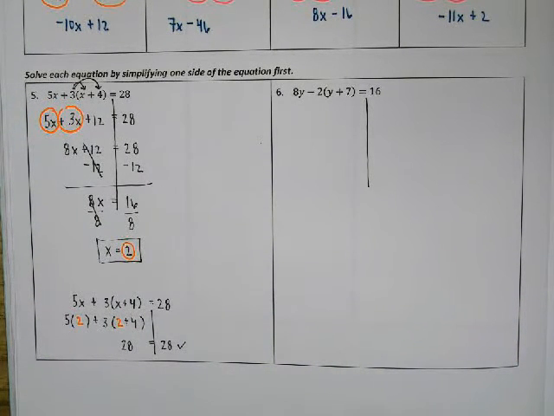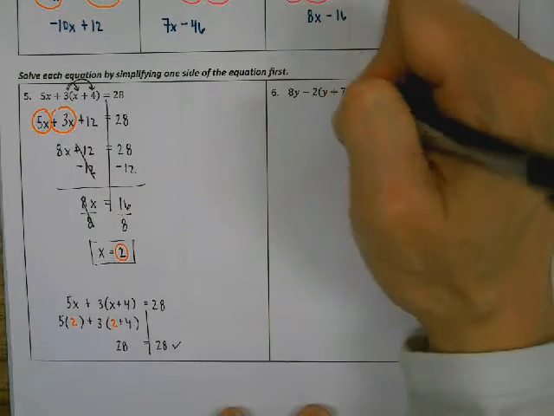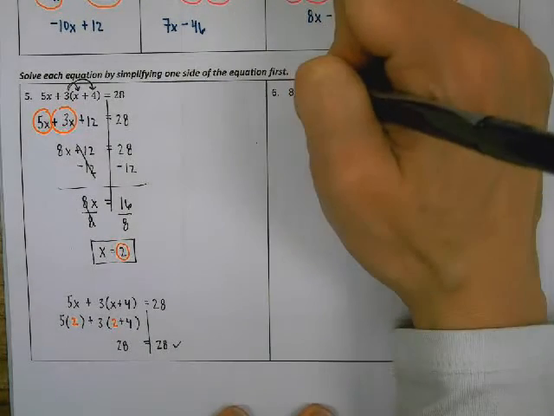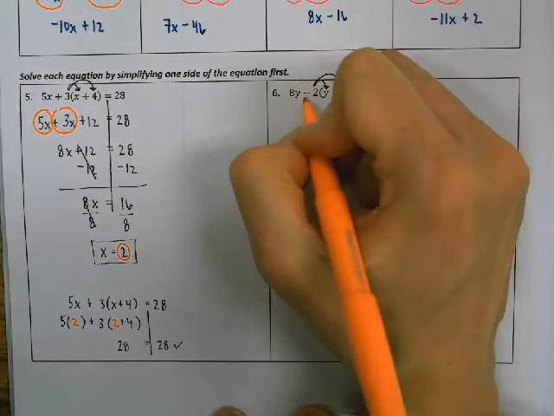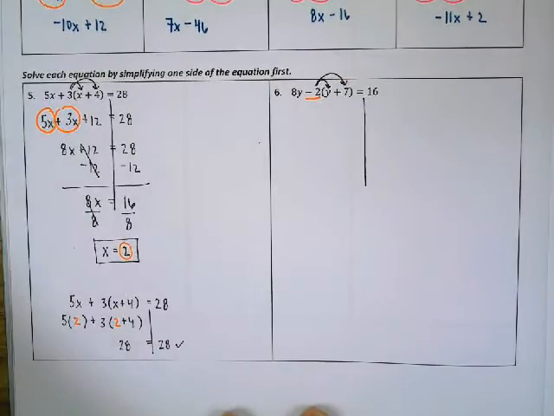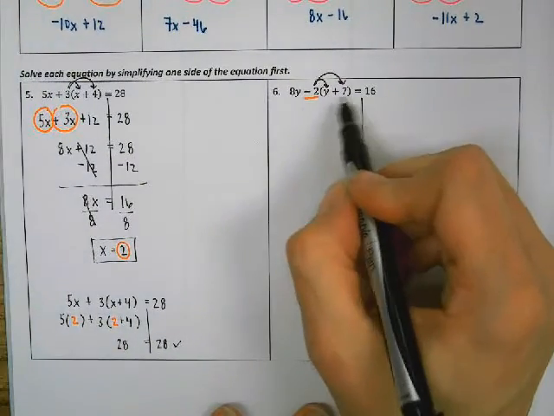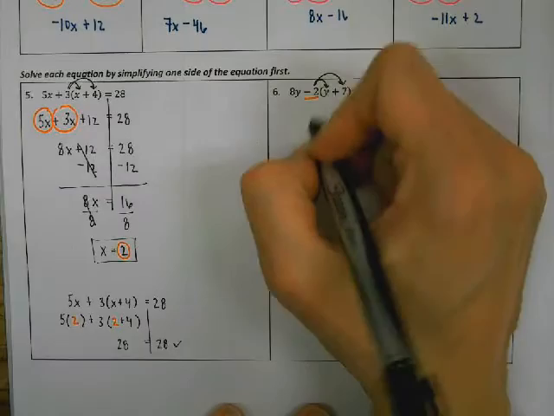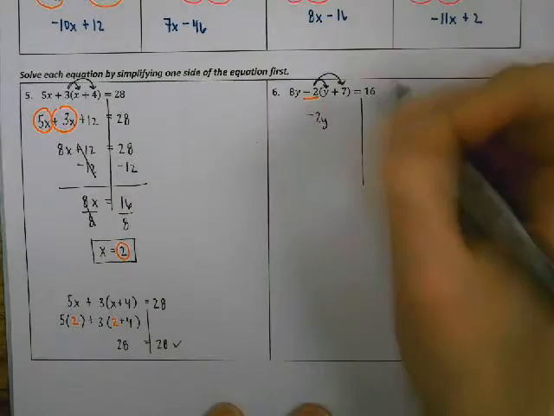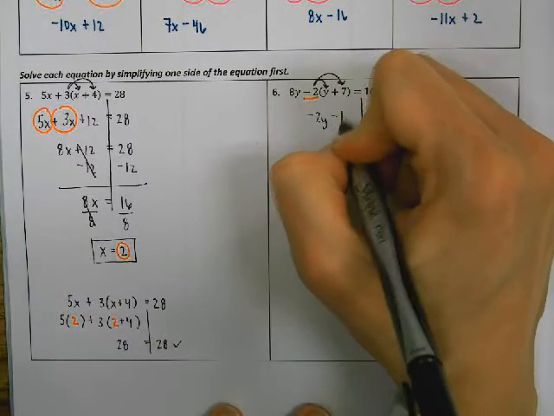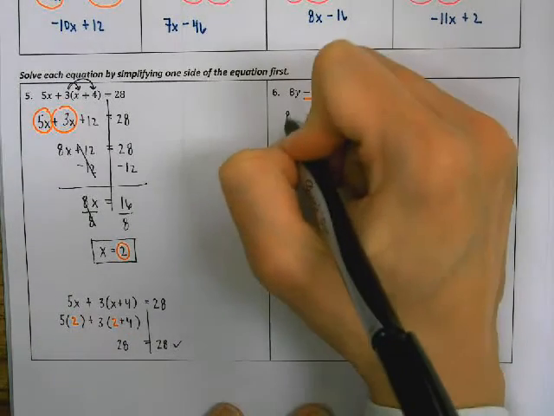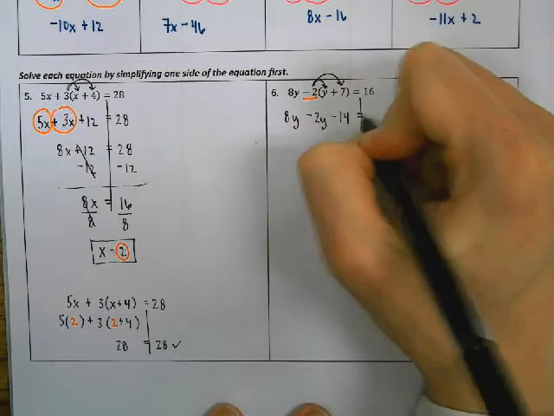So the first thing I look to see is if there's anything I need to distribute. And I see parentheses here, so I know in fact that I do have to distribute. And I know that I'm distributing this negative 2. That's what I'm distributing to everything in the parentheses. So negative 2 times y gives me a negative 2y. A negative 2 times a positive 7 gives me a negative 14. And I'm going to bring down my 8y.